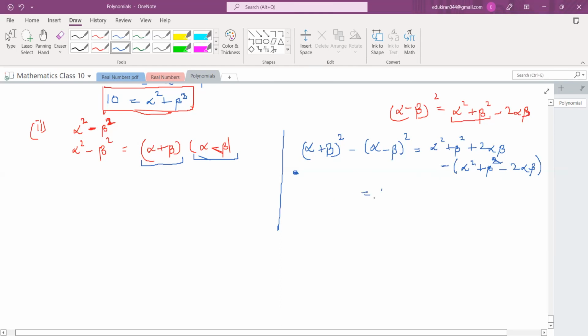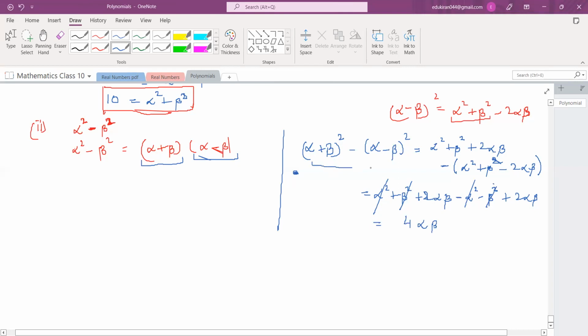Let's open my bracket here. This will become alpha square plus beta square plus 2 alpha beta, and signs will get changed, so minus alpha square minus beta square plus 2 alpha beta. Clear? This alpha square cancels because one is positive, one is negative. Similarly, beta square gets cancelled and you will get 4 alpha beta on the right hand side. Clear? Yes, ma'am.